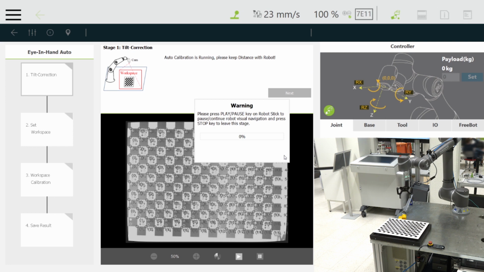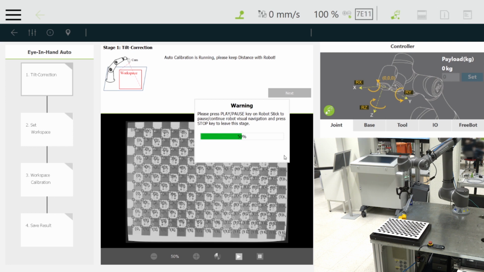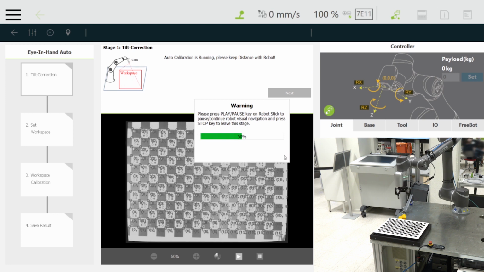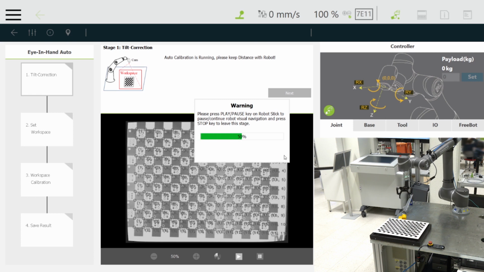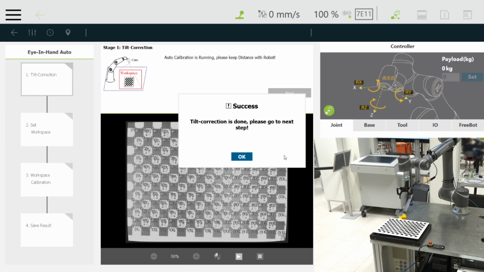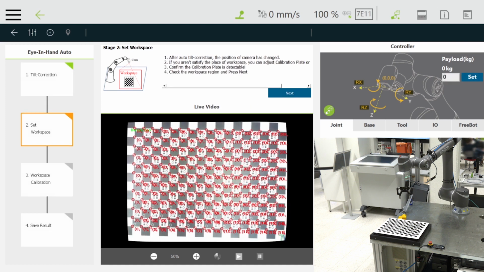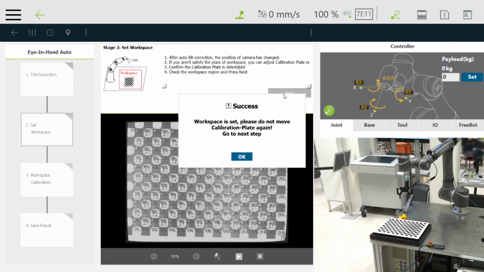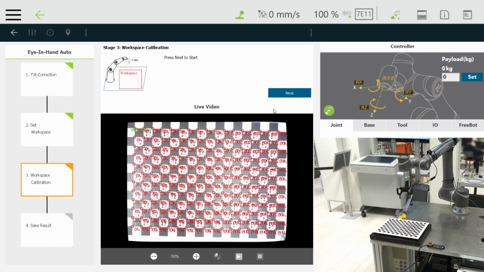The robot needs to move above the calibration plate to make a successful calibration. Sorry, it was already done, yeah. Here. The calibration takes some time. We have to make a couple of steps. But all these red marks here, they tell that we have succeeded in the calibration.